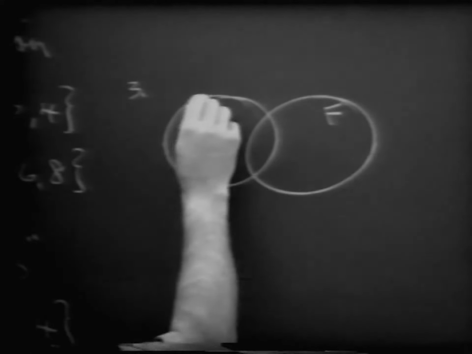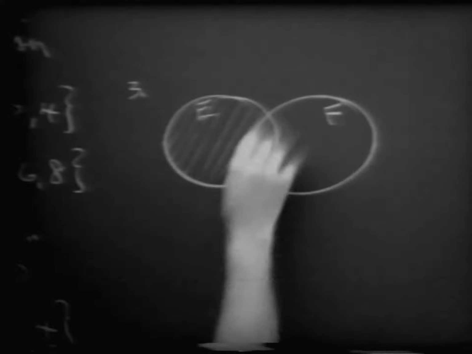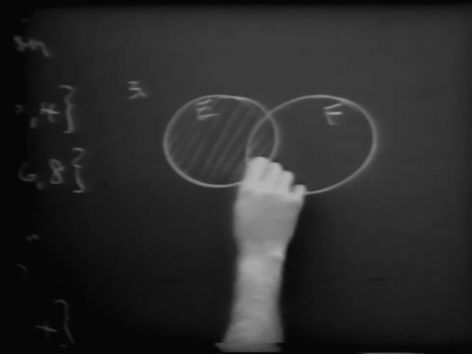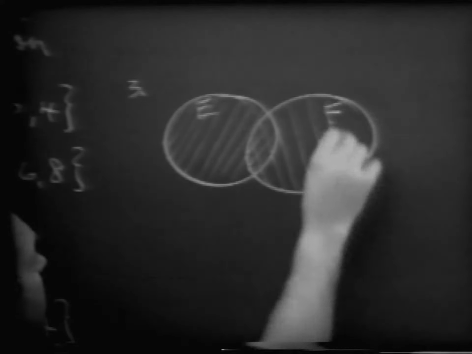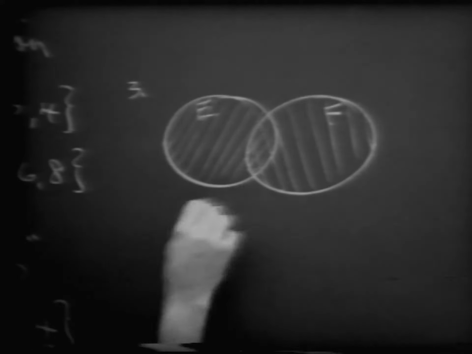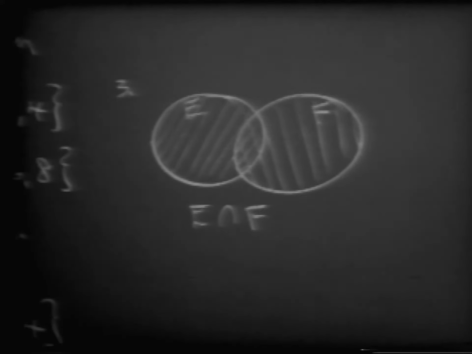And if I were to shade the set of all points inside the circle E in this fashion, and then if I were to shade the set of all points inside circle F in this fashion, what points do you think are in E intersection F? And what can you say about that? And where would these points be?